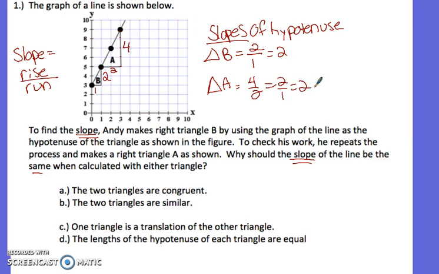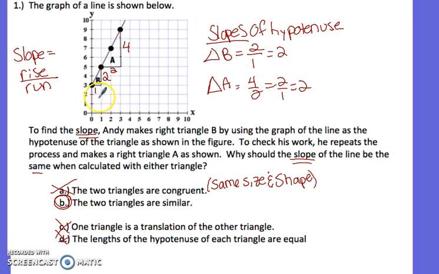So that tells us about our side lengths. Are the two triangles congruent? No, they are not the same. Congruent means the same size and shape, and they are not. Are they similar? Remember, if triangles are similar, their sides are proportional. One triangle is a translation. They're not the same size. The lengths of each triangle are not equal. They are similar because all of the sides are corresponding.